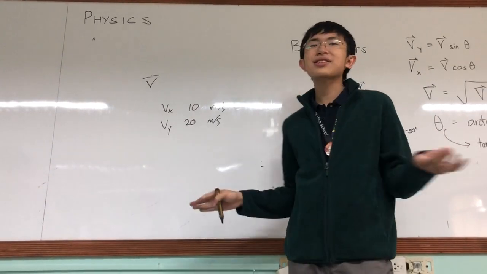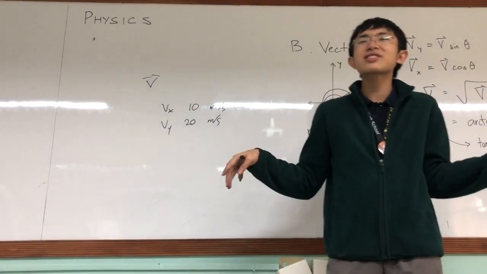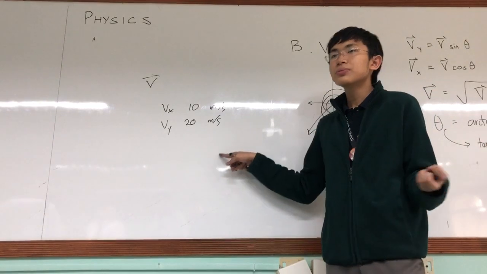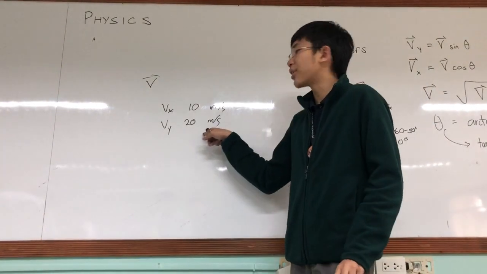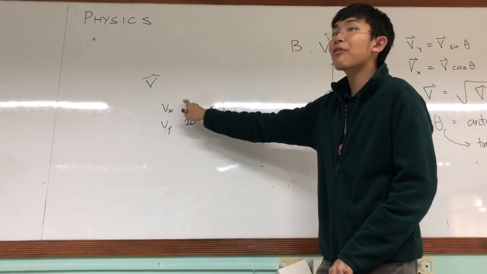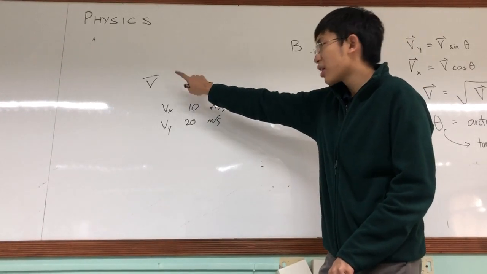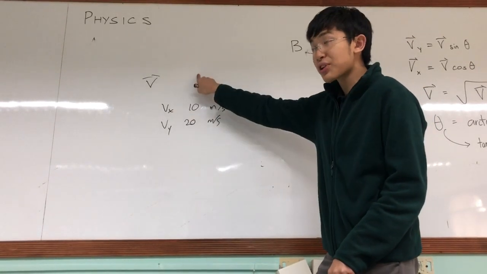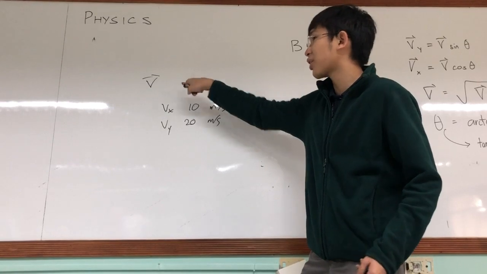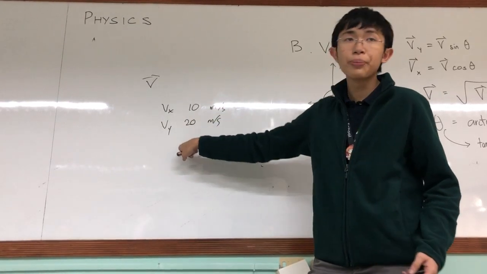Even though I'm not a teacher, it's technically a class. How do we get the final vector? The magnitude first. How do you get the magnitude of the final vector given the two components?